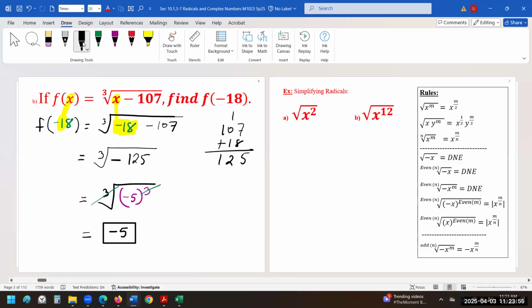Okay, now you're going to simplify the radical. Square root of x squared. Do you have the same radical and power? We do, so you can simply cancel them. The answer is only x.